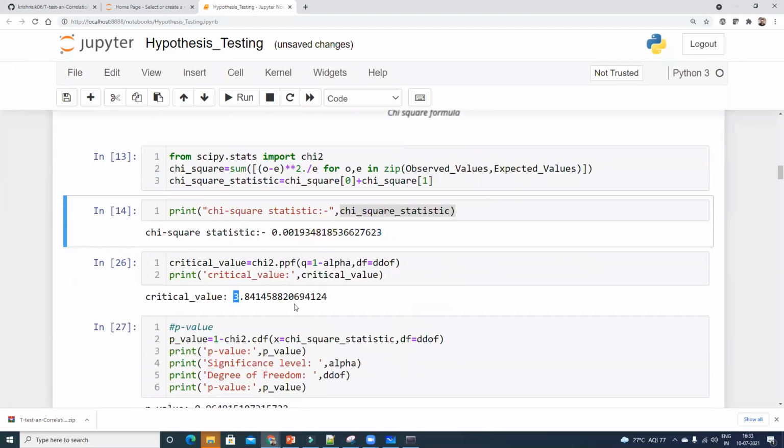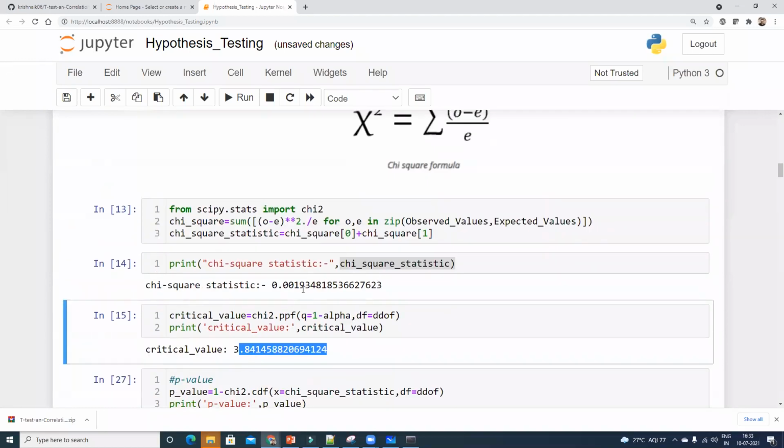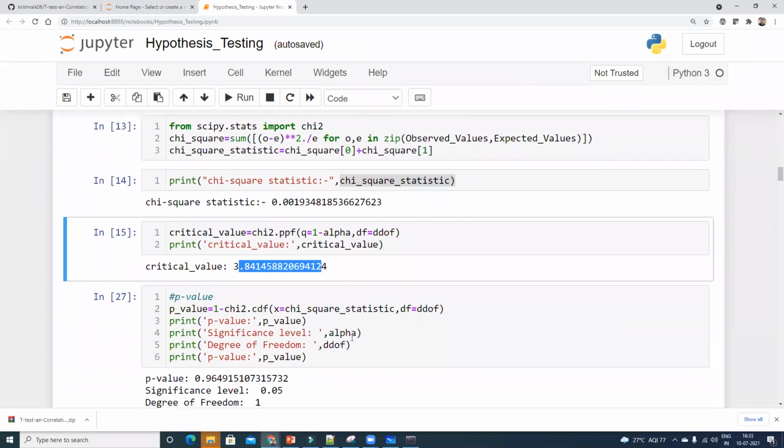And then we need to find out the critical value. Critical value is based on your decision rule. This is my critical value. Now, is this value greater than 3.84? No, right?